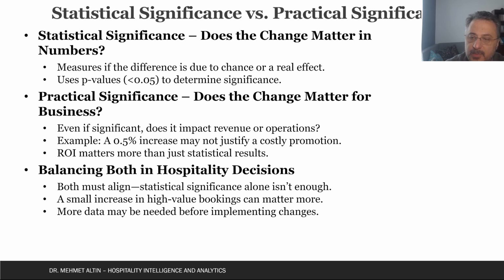Let's say you run a free breakfast promotion and it increases bookings by 0.5%. Sure, the p-value might be significant, but if offering free breakfast costs more than the extra revenue you are making, is it really worth it? Probably not. You are spending time on the promotion, you are spending money on the free breakfast and whatnot. A 0.5% increase, if you have a small property, is nothing. If you have a 200 room property, that means only one additional room.